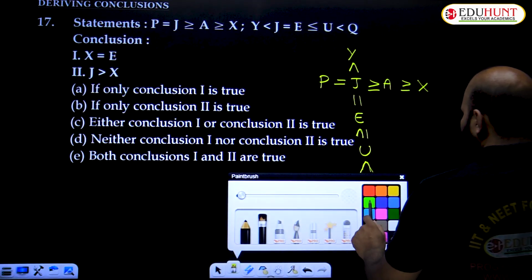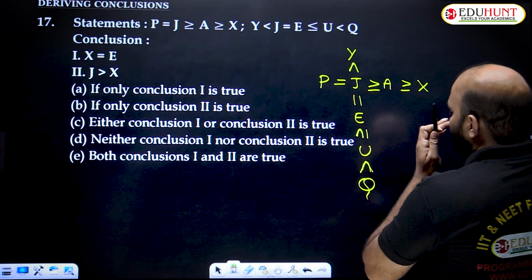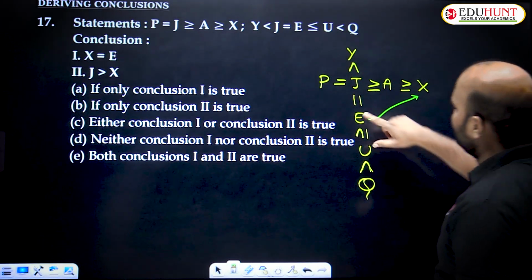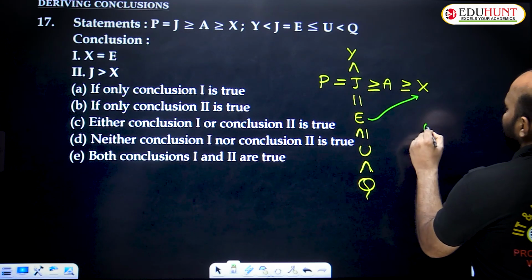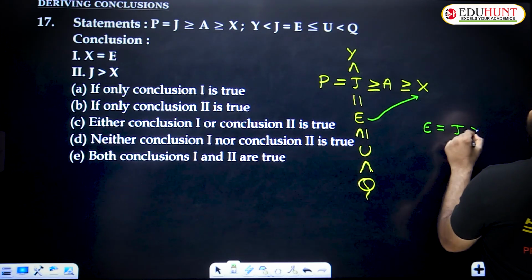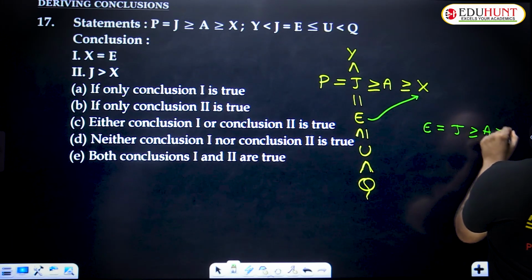What I am given is the symbol equal. X to E first: E to X apply. E to X can be written from E to X: E equals J, J is greater than or equal to A, A is greater than or equal to X.